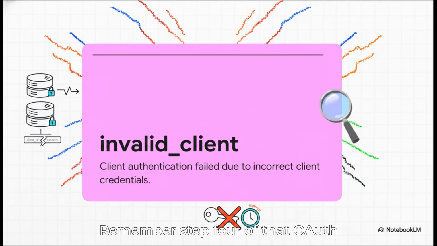Moving on to suspect number 4, the invalid_client error. Remember step 4 of that OAuth flow we talked about, where the backend swaps the code for the token? Well, to pull that off, the backend actually has to prove its own identity using a client ID and a client secret. If you see this error, it just means the application is using the wrong ID or secret password to authenticate itself to the server. Usually, it's just a simple configuration typo or maybe an expired secret key.